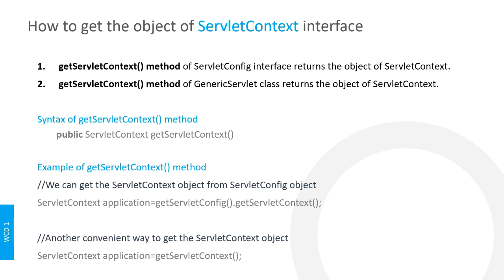Okay, how to get the object of the ServletContext interface. Number one, the getServletContext method of the ServletConfig interface returns the object of the ServletContext. Number two, the getServletContext method of the GenericServlet class returns the object of the ServletContext. Syntax of the getServletContext method.